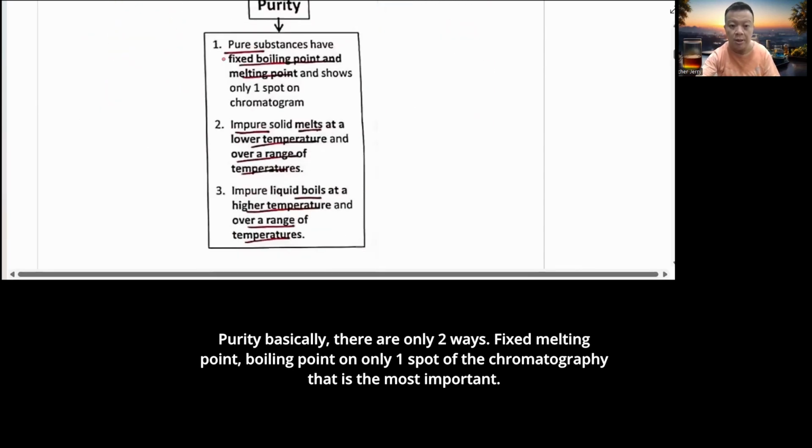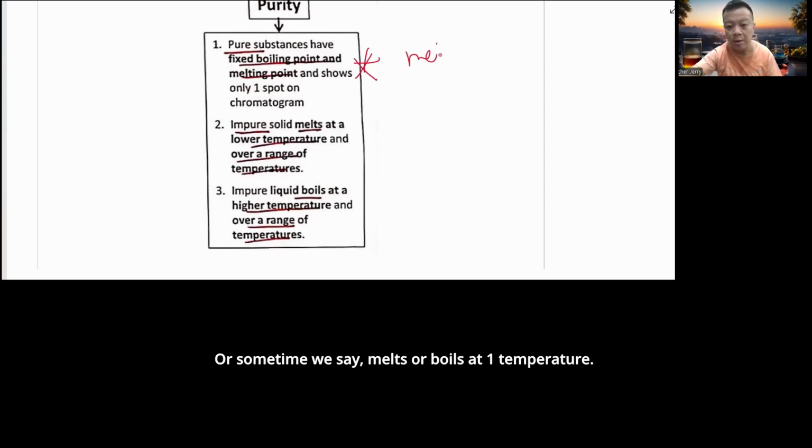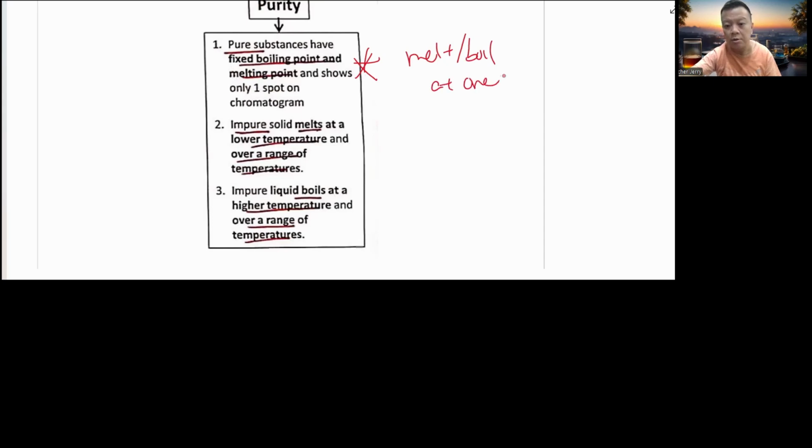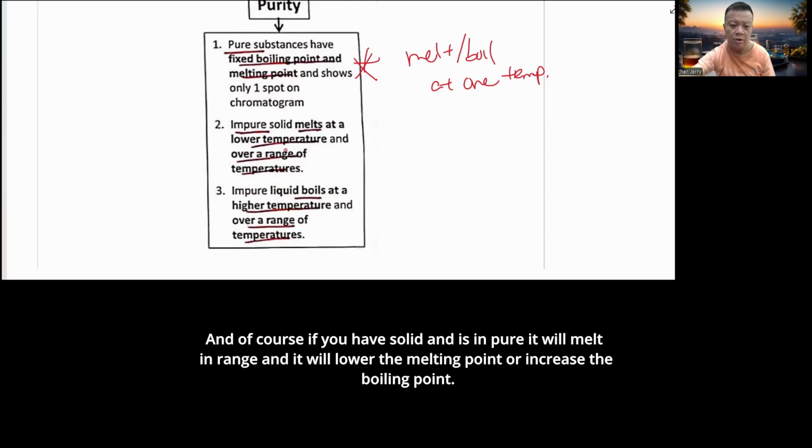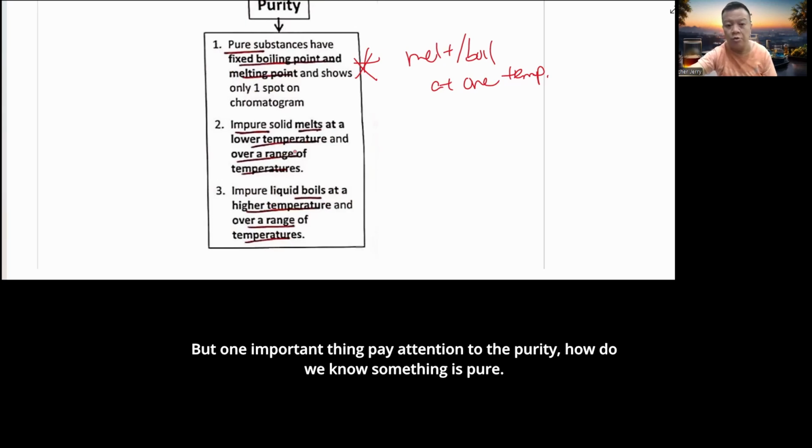Purity basically, there are only two ways: a fixed melting point or boiling point, or only one spot on the chromatogram. That's the most important. Or sometimes we say it melts or boils at one temperature. And of course, if you have a solid and it's impure, it will melt over a range and lower the melting point, and it will increase the boiling point. But the more important thing is to pay attention to purity. How do we know something is pure?